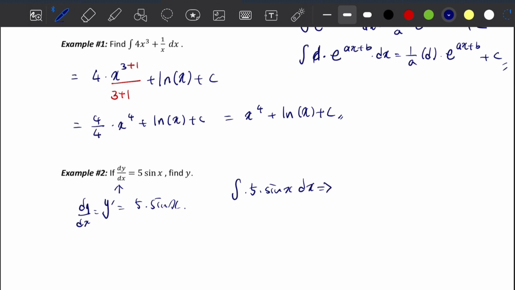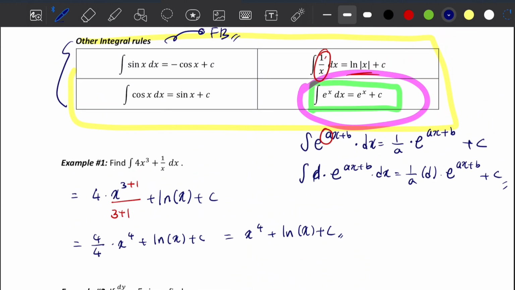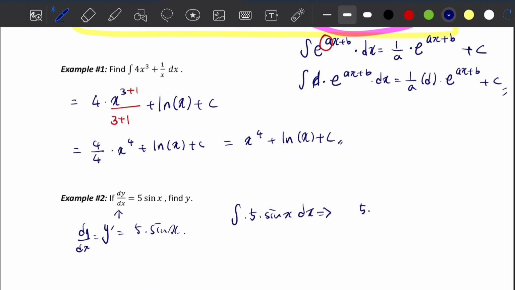So when we integrate this 5 times sine x, the 5 stays the same because it's a constant. And then sine x, according to the formula, becomes negative cosine x. So negative cosine x plus c. And we know that this is y, the original function. So y equals minus 5 times cosine x plus c.